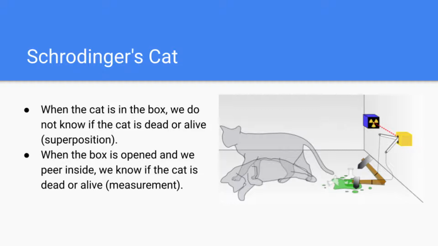This is basically what we call superposition. The cat is in superposition because we don't know what state it actually will collapse into. But then, when the box is opened and we peer inside, we will know whether the cat is dead or alive, and this is like measuring a 0 or 1 state in quantum computers.